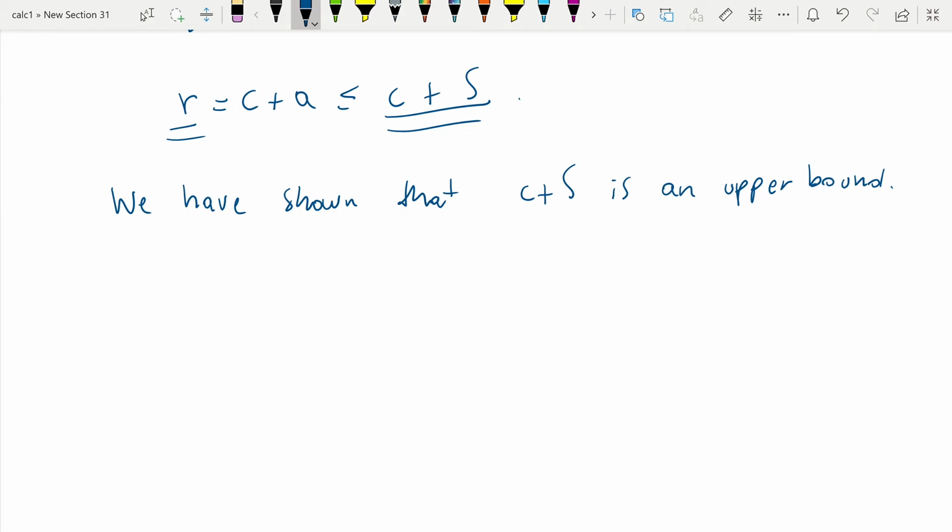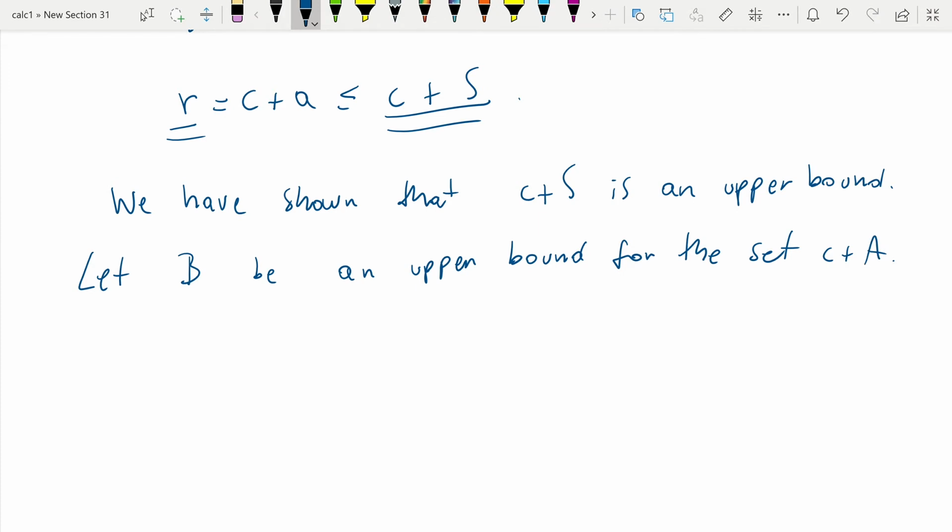Okay, so now we must show that C plus S is actually the least upper bound. So let's now let's just be an upper bound for the set C plus A. Any upper bound.